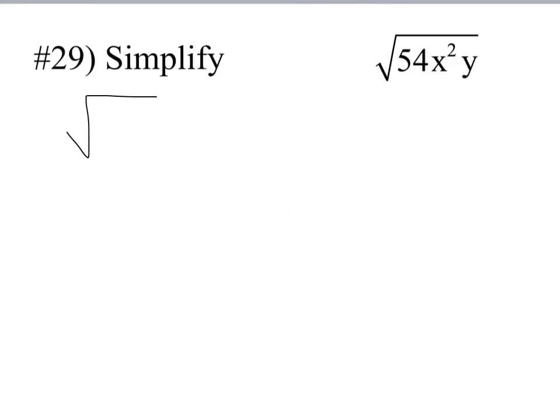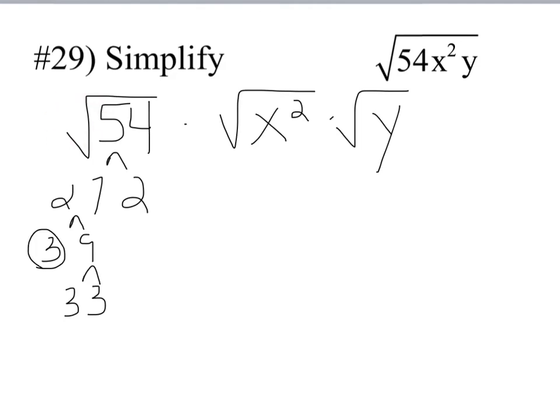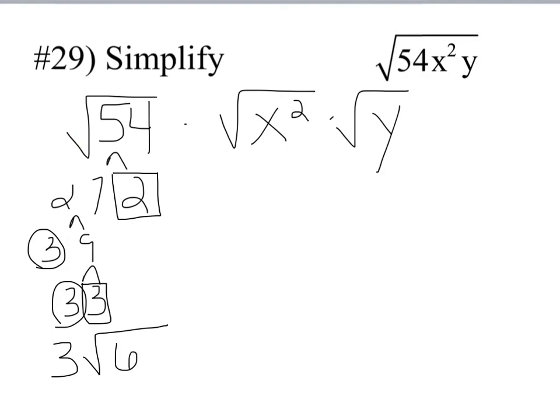Here we have the square root of 54 times the square root of x squared times the square root of y. 54 can be broken down to 27 and 2. 27 can be broken down into 3 and 9. And 9 can be broken down to 3 and 3. In order to bring something out front, in this case, you're going to need 2 of them because your index is 2. So 1, 2, I can bring a 3 out front. And then I've got a 3 left behind in the radical, and a 2 left behind in the radical. So we're going to multiply those together to get 6.